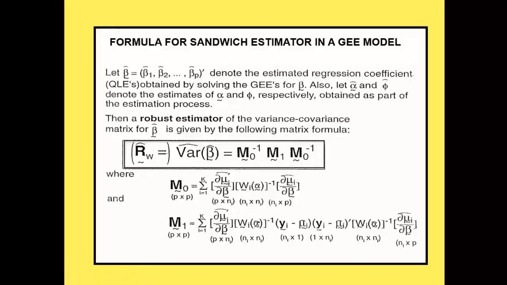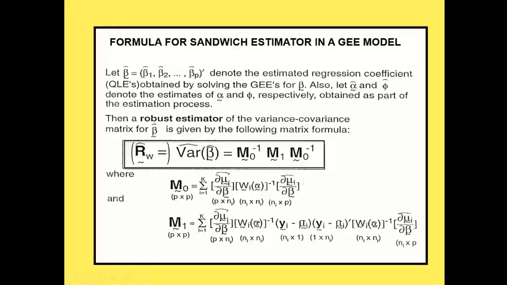So this is sort of like if you talk about a sandwich, M0 inverse is like the bread and the meat is M1, or whatever's in the middle of the sandwich. You know, the part of the sandwich other than the bread is identified as M1. So that's why it's called a sandwich estimator, okay?